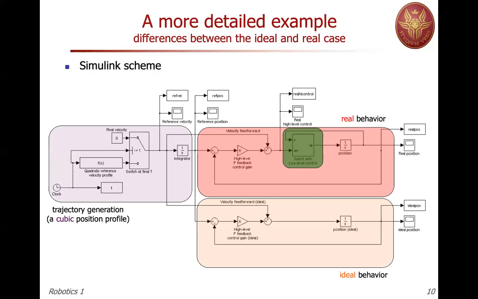The trajectory generation block is on the left-hand side, the light blue block. In this case, it generates a velocity, which is integrated and then generates also the position. The velocity is used as a feed-forward. The planned velocity is a feed-forward. And the actual desired position is compared with the measurement of the position of the robot. And this is done at the joint level in the most simple case.